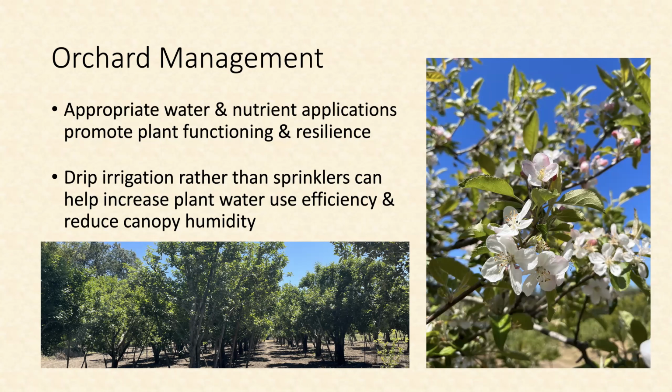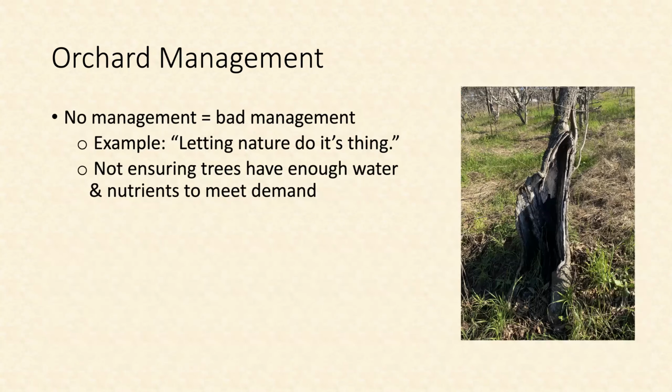For instance, you might want to consider using drip irrigation rather than sprinklers, because drip irrigation can help increase plant water use efficiency and also reduce canopy humidity. One of the nice things about drip is that you can reduce canopy humidity, which means the likelihood of pathogen spread is going to be a little bit less. But it's also just the most efficient way to water your trees.